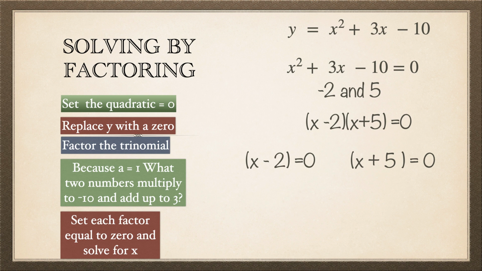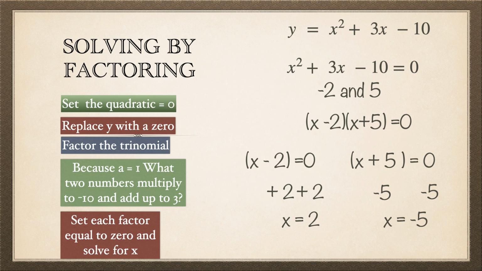Now what I want you to do is solve each one for x. So how am I going to do that? Well, I'm going to do x minus 2 equals 0 first. I'm going to add 2 to both sides, and when I do that, I end up getting x equals 2. Now I'm going to subtract 5 from both sides, and when I do that, I end up getting x equals negative 5.